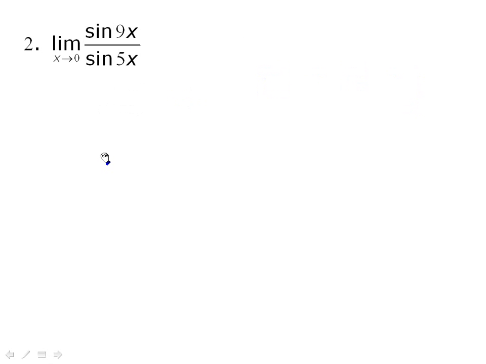Now this one's more complicated because if you substitute it into 0, you'd get sine of 9 times 0 over the sine of 5 times 0, which is sine of 0 over sine of 0, which is equal to 0 over 0. So you must simplify. And you usually cannot factor the way you would a polynomial or a rational expression. We have to use what we know about trig limits to work this out.